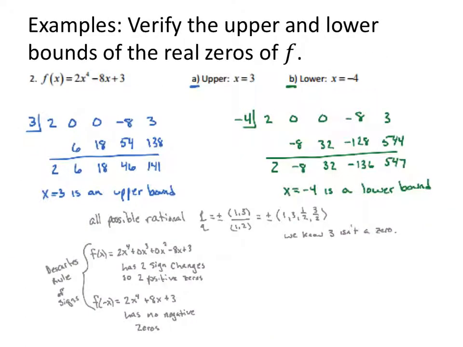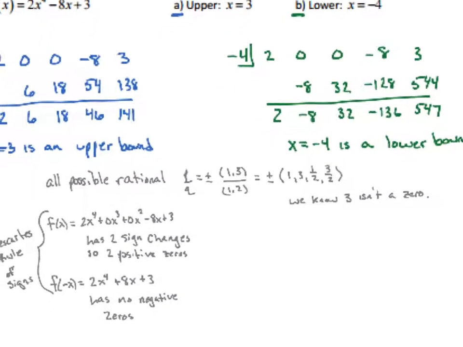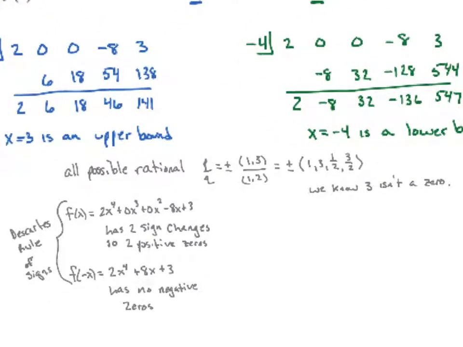Let's do it again. For f of x equals 2x to the fourth minus 8x plus 3. Is 3 an upper bound? Well, when I do synthetic division by 3, the bottom row is all positive, so 3 is an upper bound. When I do synthetic division by negative 4, it's a lower bound because the bottom row alternates. So between negative 4 and 3 should be all of my zeros. All possible rational zeros. Let's make this a little bigger. We'll come back to it when we need to.